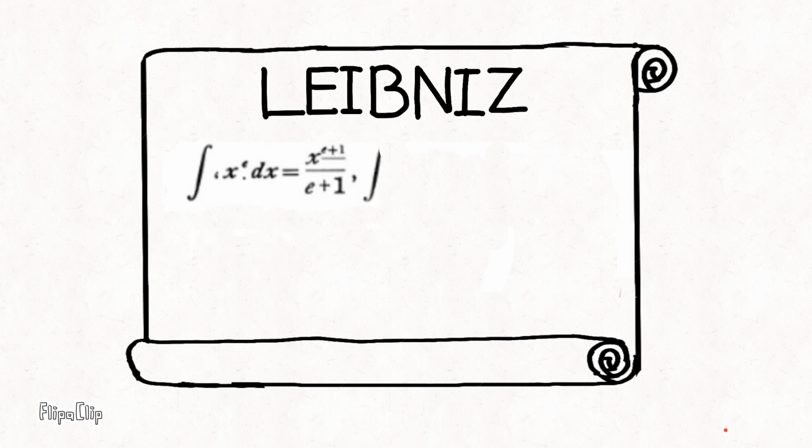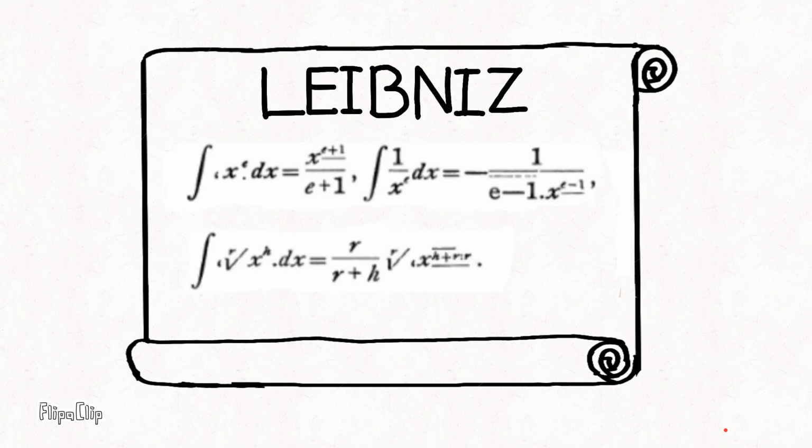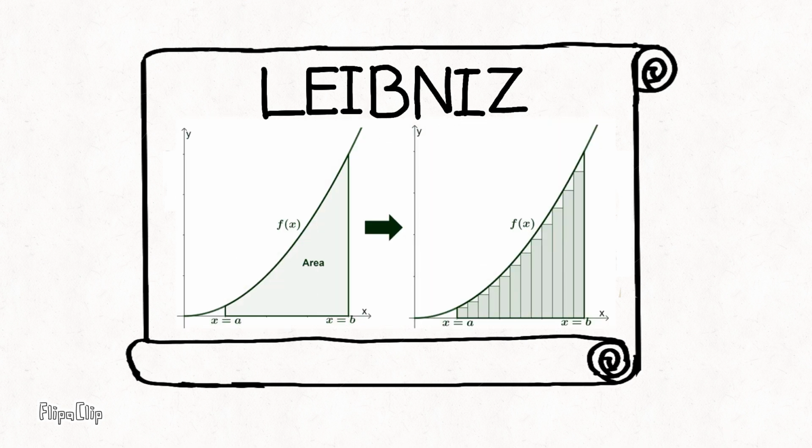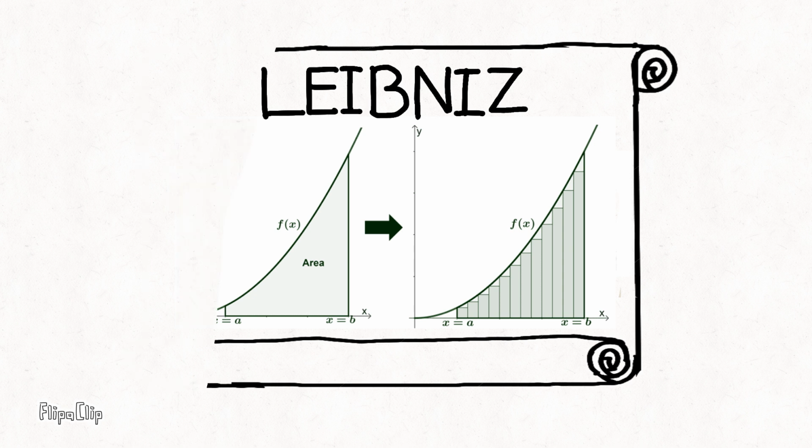For the integral, Leibniz is the one who brought in the notation of a long s, standing for summa in Latin, which means sum. Since the integral can be understood as the sum of the infinitesimal rectangles under the curve, it has the symbol of a sum.